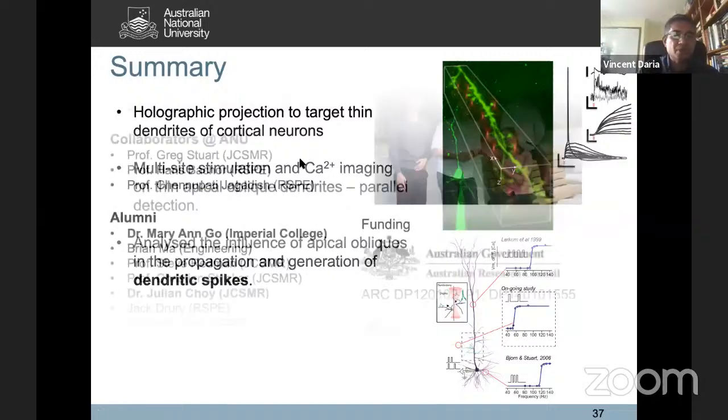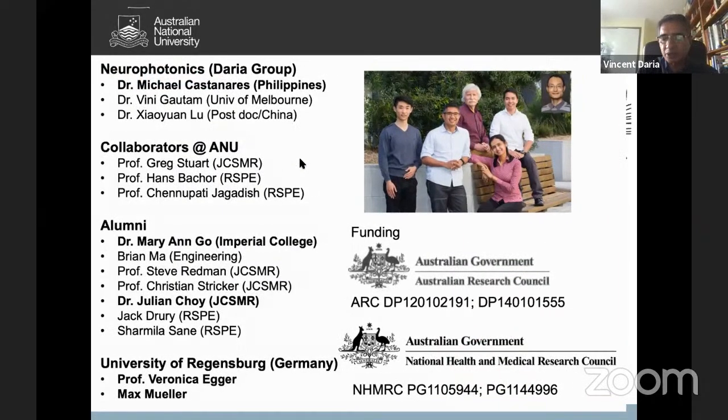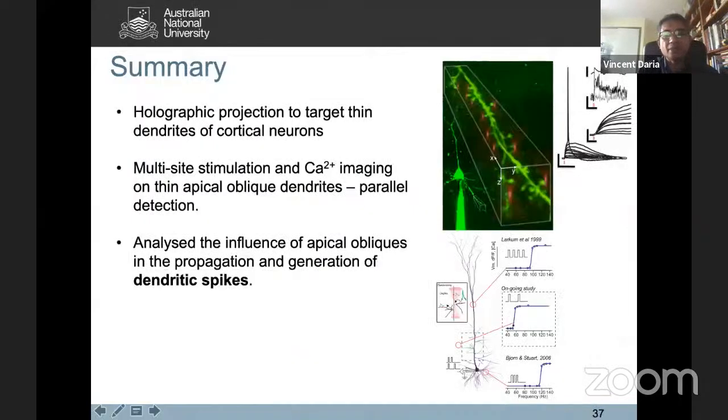We can stimulate the neurons, and we can also use the light beams for calcium imaging. And then we also analyze the propagation of dendritic spikes along the dendrites of these neurons.